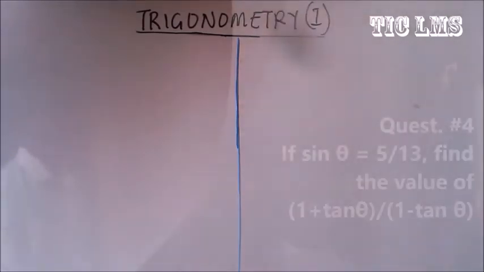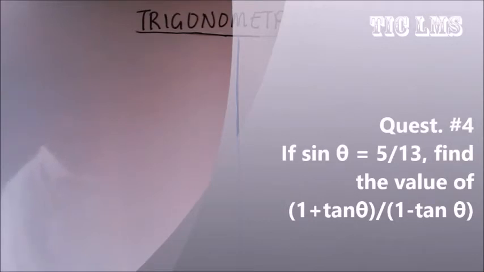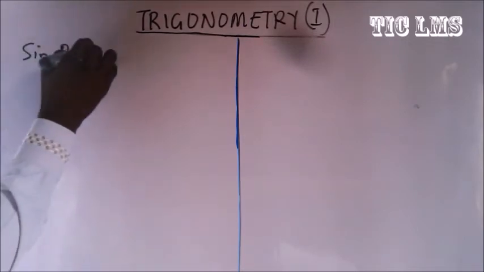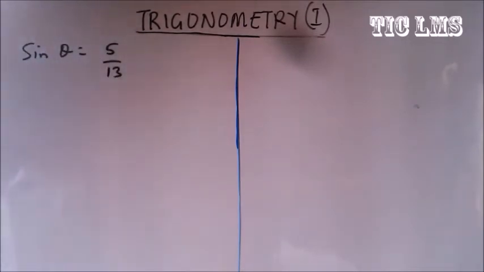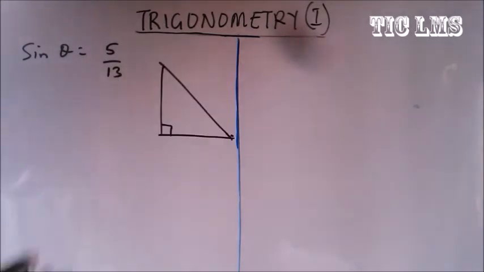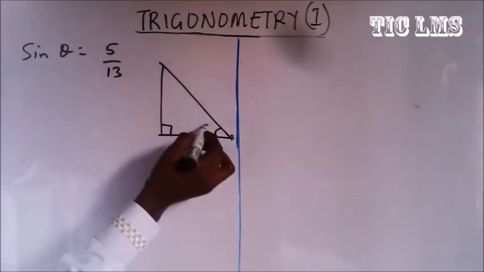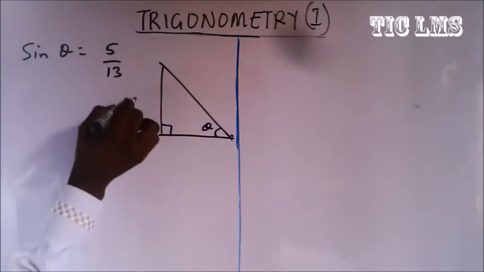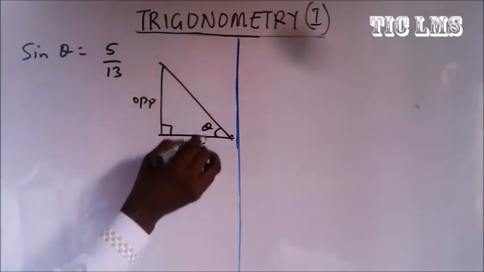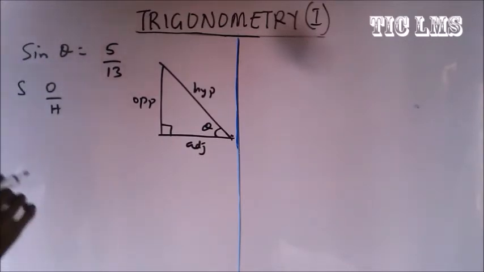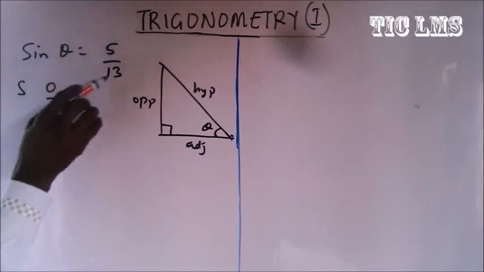Next question says, if sin theta equal to 5 over 13, find the value of 1 plus tan theta over 1 minus tan theta. Here is a question which is quite simple. We are told that sin theta equal to 5 over 13. What does this mean? This 5 over 13 is gotten from a right angle triangle. We can call this the angle we are looking for, and we can call this theta. And if this is theta, this side is the opposite, and here is the adjacent, and we have the hypotenuse over here. Sine is opposite over hypotenuse, meaning that this is opposite and this 13 is hypotenuse.